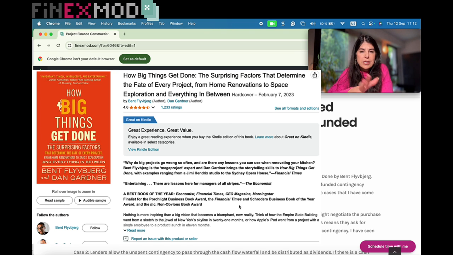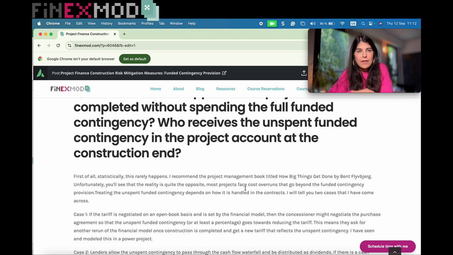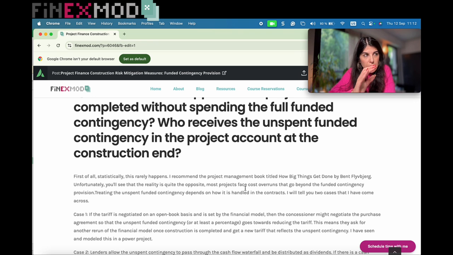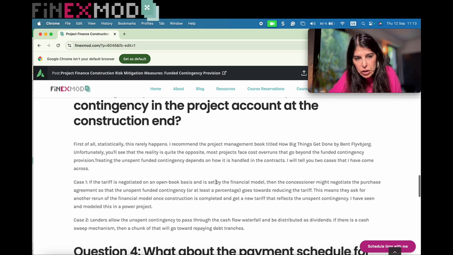Over there you will see all the numbers on cost overruns. He has classified them over different technology and different types of infrastructure projects, and I might put the chart in my blog post as well. But if it happens that you have some money left, you didn't spend all your contingency over the construction period, then it depends on how the contracts are drafted. This is something that is also subject to negotiations.